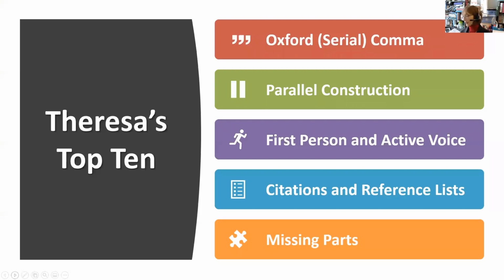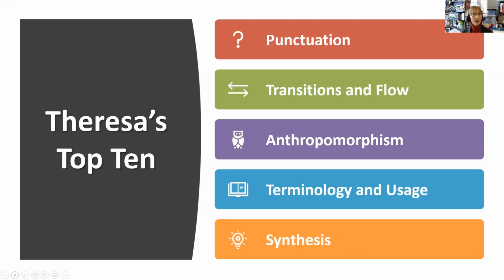Because I had to limit myself, I came up with Theresa's top 10, in no particular order, and we'll address some of these things that kind of get people in trouble in their writing. So the first, oops, sorry, back here: the Oxford comma, parallel construction, first person and active voice, citations and reference lists and missing parts, punctuation, transitions and flow, anthropomorphism, terminology and use, and synthesis. So we'll go through those in the next 10 or so minutes.